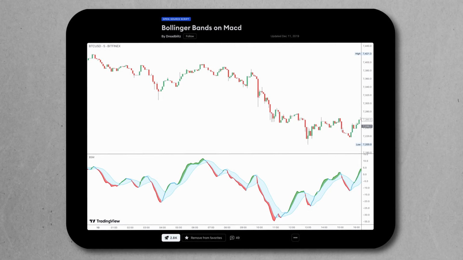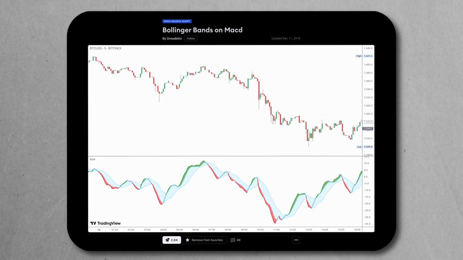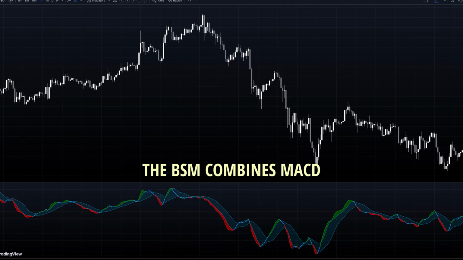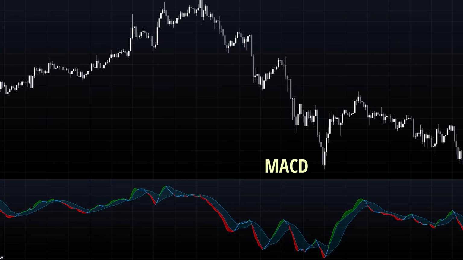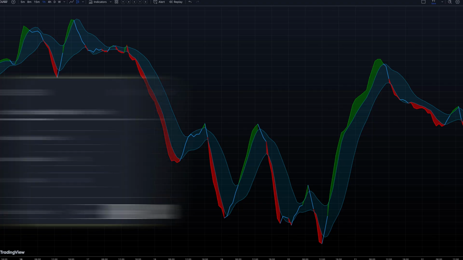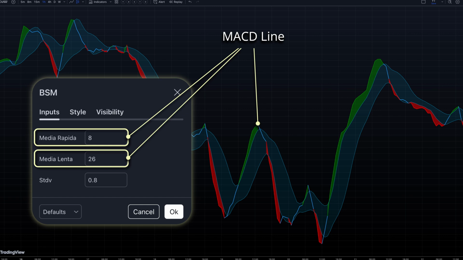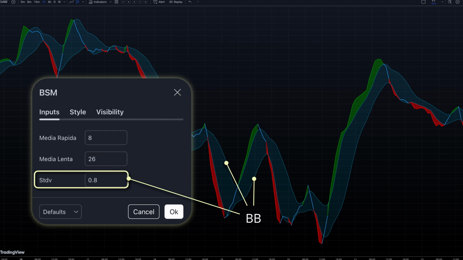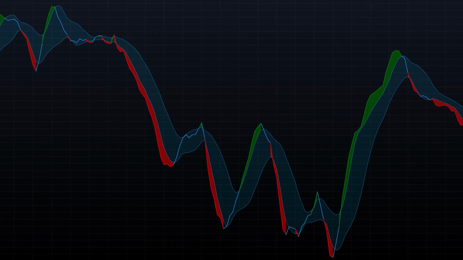This indicator, called Bollinger Bands on MACD by Dreadblitz, which we'll refer to as BSM throughout this video, combines MACD and Bollinger Bands concepts by uniquely applying Bollinger Bands to the MACD line instead of price. The calculation is straightforward. It uses a faster EMA, 8, and slower EMA, 26, to create the MACD line, then adds Bollinger Bands using a 9-period standard deviation and 0.8 multiplier. These tight bands effectively identify momentum shifts.